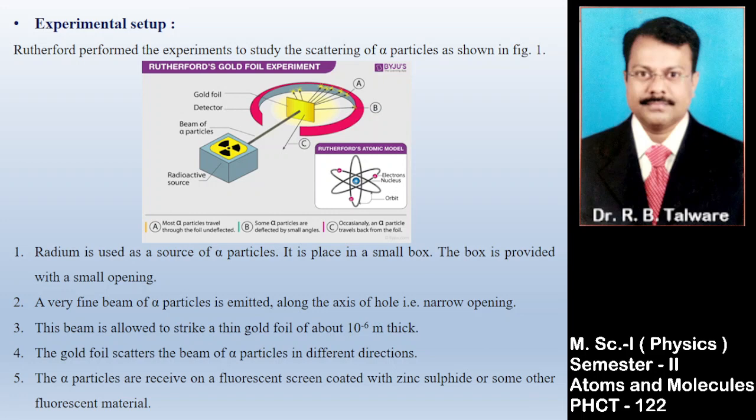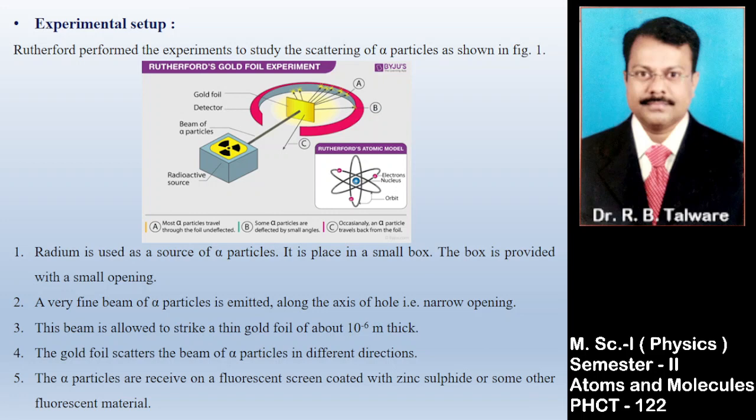We have noted A, B, C. What is shown by A, B, C? Most alpha particles travel straight through the gold foil, and some alpha particles are deflected by the gold foil. Then the third one is C: some particles come back from the gold foil. These are weakly charged particles, so they do not penetrate the gold foil and go back.